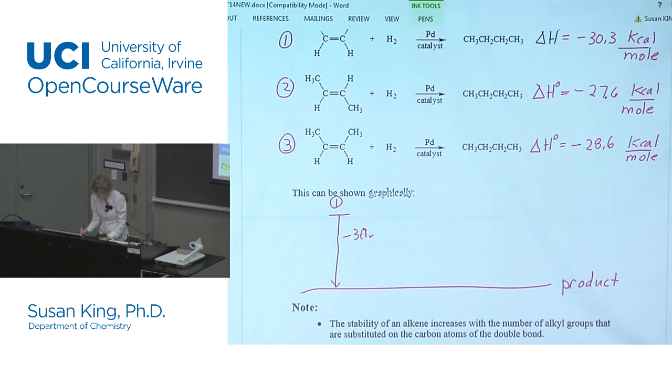Like I said, I'm getting the hang of this. That's minus 30.3. And then the second one only gives off minus 27.6. If the second one only gives off minus 27.6, it means it had to start off at a lower energy level, because they're all going to the same thing. So this is number 2.